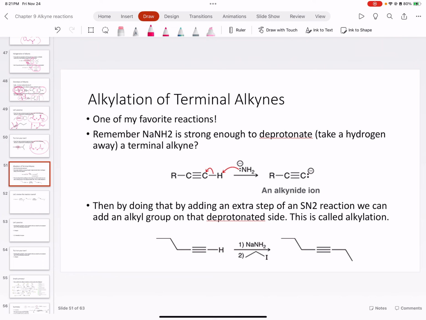So alkylation of terminal alkynes. This is one of my favorite reactions. Remember that NaNH2 is strong enough to deprotonate and take a hydrogen away from a terminal alkyne. So by doing that, we can add an extra step. We can do a step number 2, and then we can do an SN2 reaction. Remember, SN2 is substitution, so this is going to leave, and this one can act as a nucleophile. So in the SN2 reaction, we can add an alkyl group on the deprotonated side, and this is called alkylation.